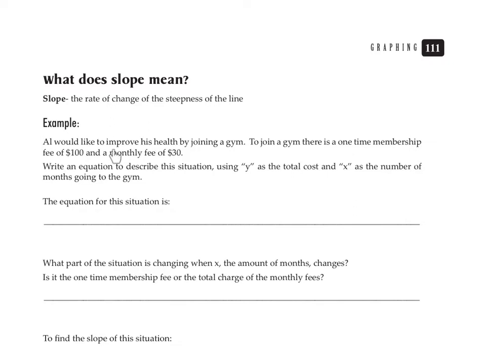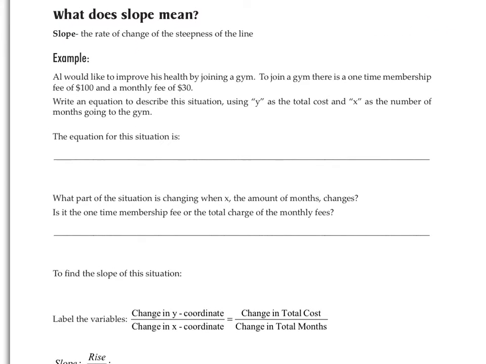Al would like to improve his health by joining a gym. To join a gym, there is a one-time membership fee of $100 and a monthly fee of $30. Write an equation to describe the situation using y as the total cost and x as the number of months going to the gym. So how much is Al going to pay out for his gym membership? That's the question. We're going to write an equation here using x and y. So y refers to the total cost. So the equation is going to start with y, the total cost.